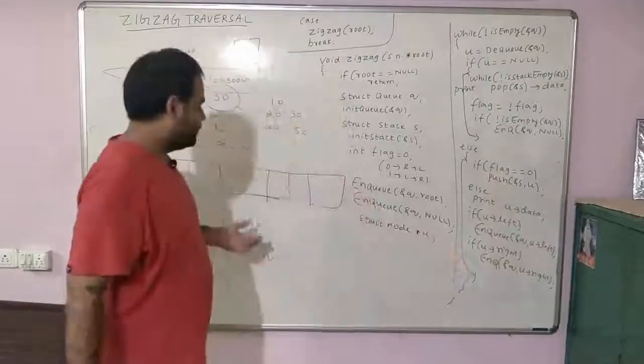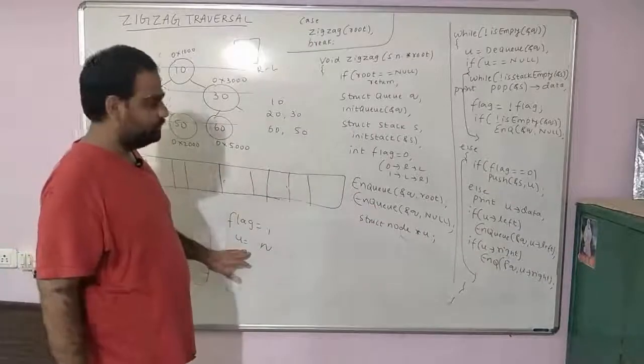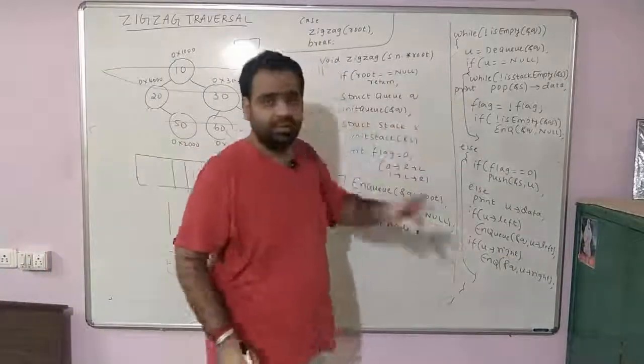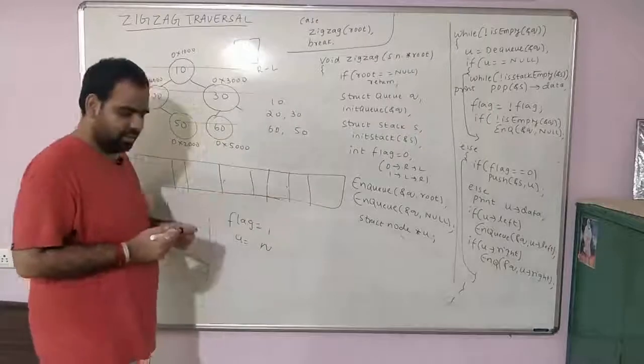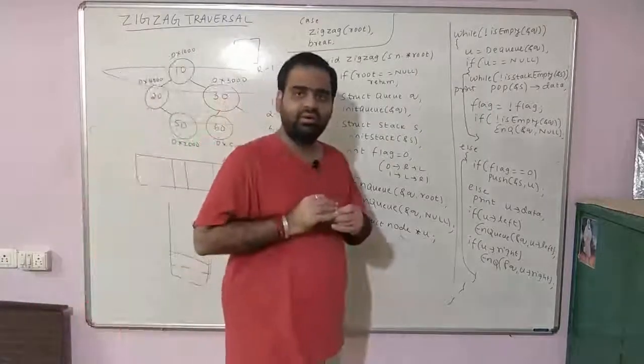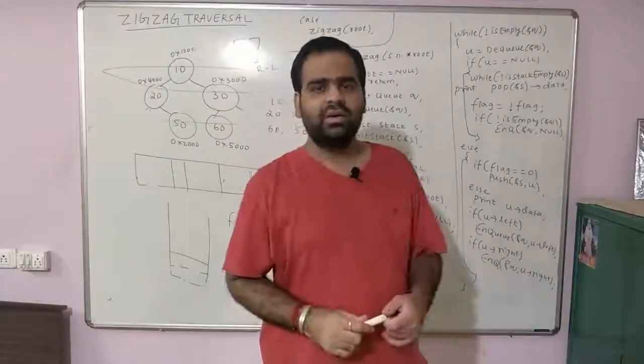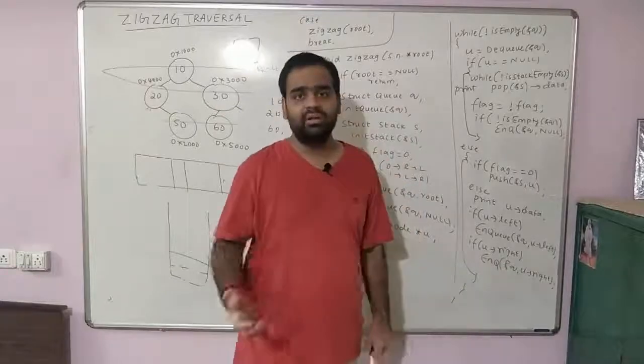Not is empty of q. Now the q is empty. Therefore do not enqueue. Again go back. Not is empty of q is false. And you see this is the zigzag traversal of the tree. I hope you have understood it. Next, let us see the next question on the mirror of the tree.